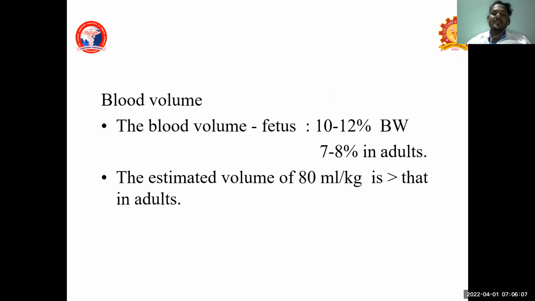So, what are the changes you can expect in the blood volume? In a fetus, there will be an increase of 10 to 20% of body weight. Blood volume in the fetus is around 10 to 12% of the body water, but in adults it is around 7 to 8%. The estimated volume of blood in a fetus is around 80 ml per kg, which is greater than that of adults.